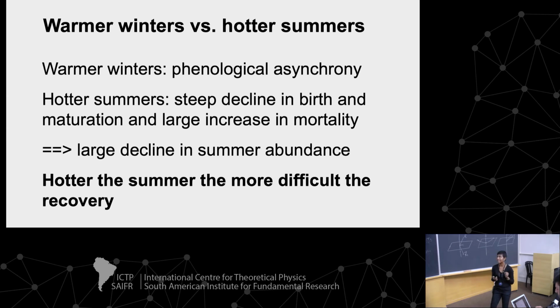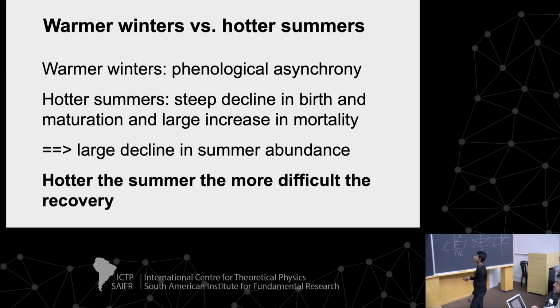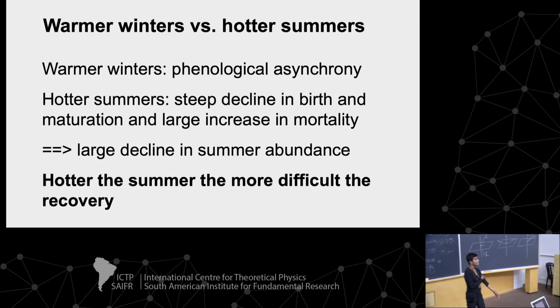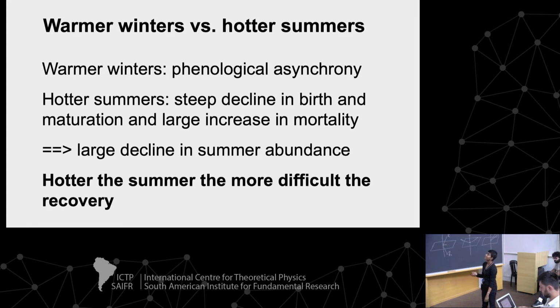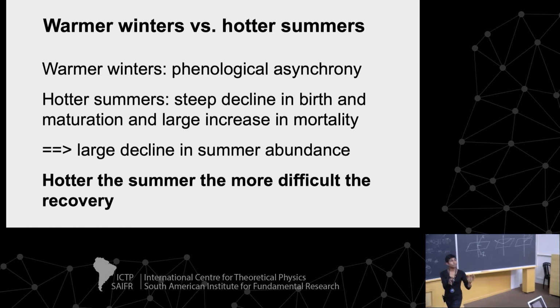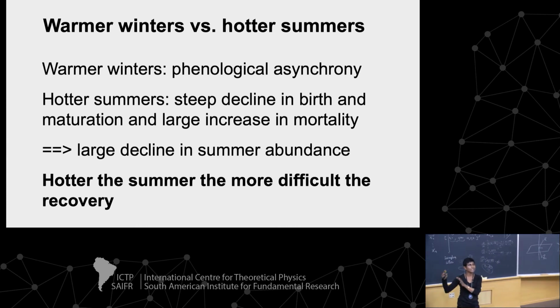So what's really interesting is that focus on warmer winters. You say, yes, they emerge earlier, but then what happens is, if the winter is warmer than average, what can you imagine about the summer? Summer is a great deal hotter than average, and that means there's a steep decline in birth and maturation and a large increase in mortality during hotter summers, as I showed you before in the trait responses. So that means there is a very large decline in summer abundance, and the hotter the summer, the more difficult it is for species to recover from that heat-induced decline in abundance.